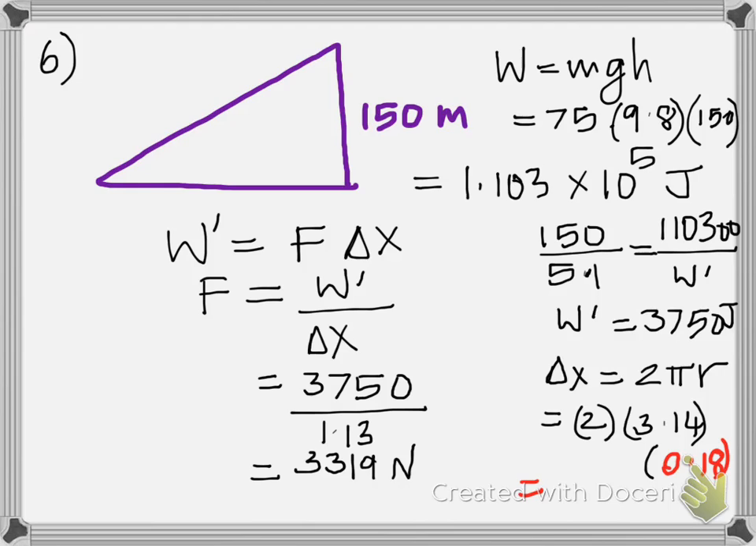Somebody check this out, please. Why did you do 0.18? Change it into meters. Okay. 3319. Is that correct? Yes. All right.